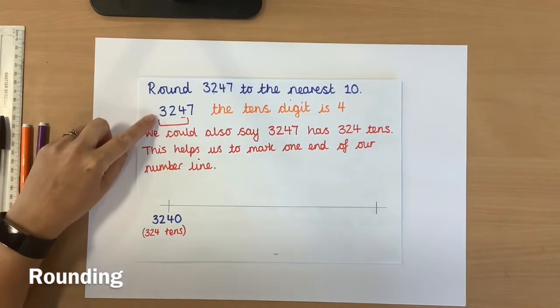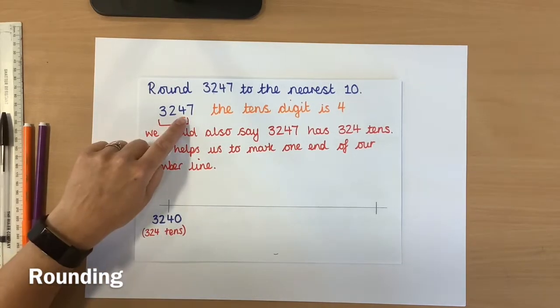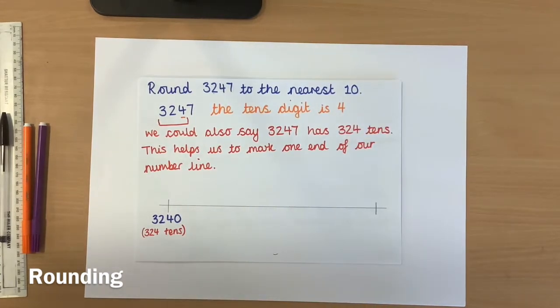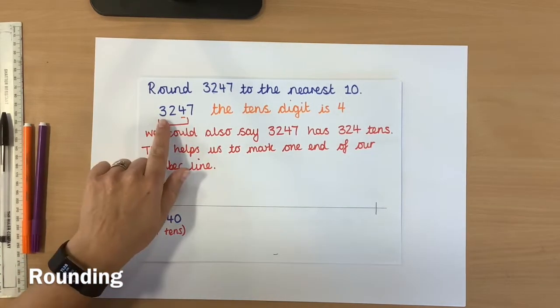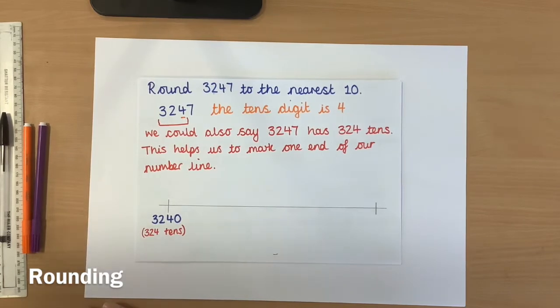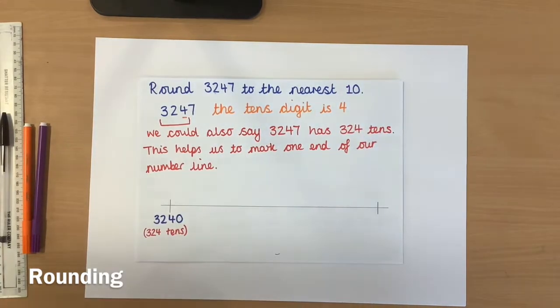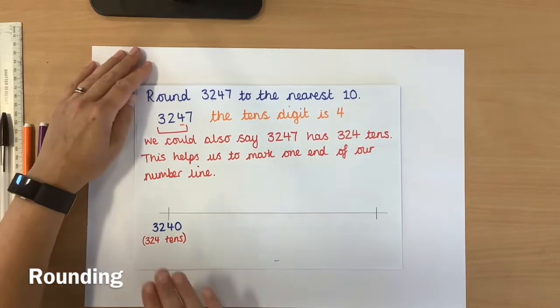So the first thing we do, we take our number. Here it is, 3,247. The tens digit is 4. That's what we're interested in because we're going to the nearest multiple of 10. So we could say that this number, 3,247, has 324 tens. That helps us get started because that's what's got to go at this end of the number line. Okay, so that's what we do. We find our number, we look at the digit we're interested in because we're talking about the nearest 10 is the tens digit, and then we think how many tens are there altogether in that number. 324 tens, which is 3,240. Okay, so that's one end of our number line.